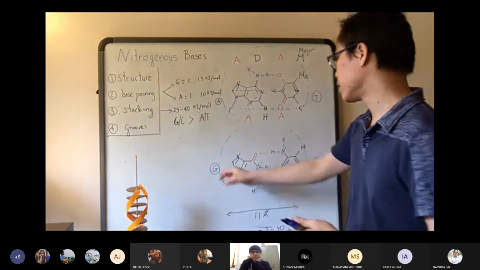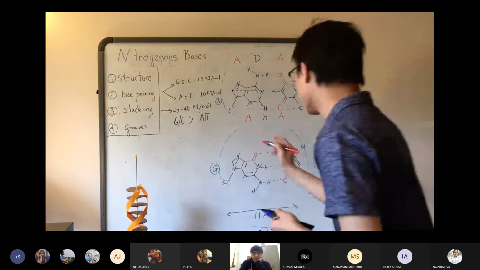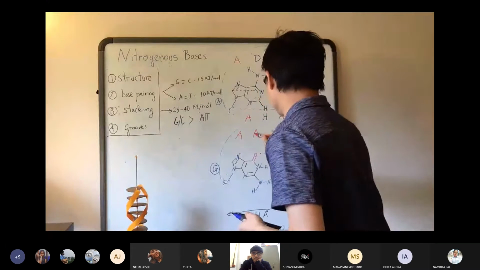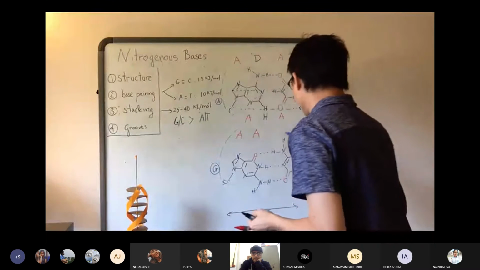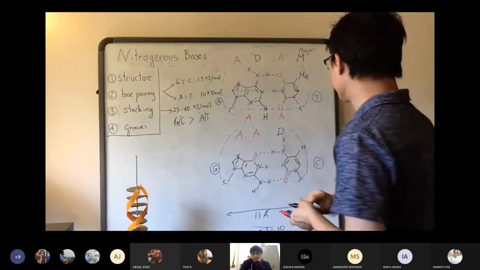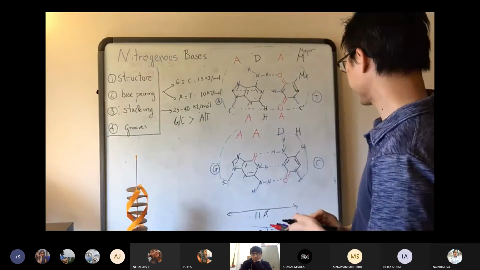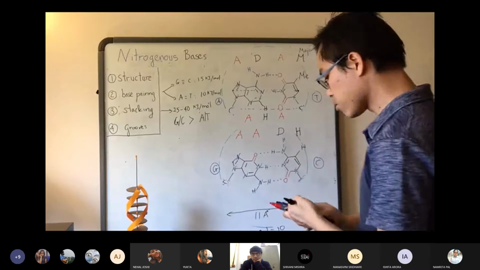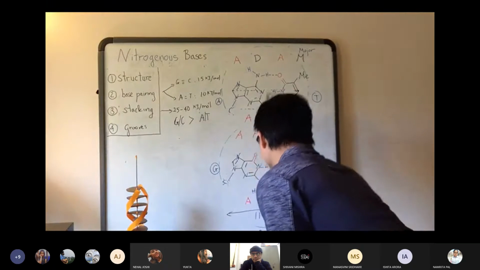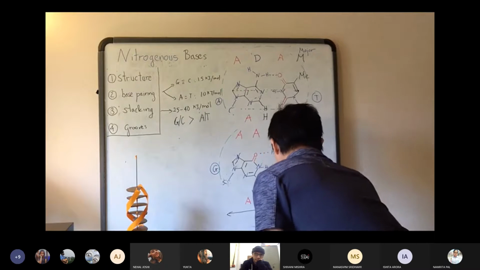Now let's move on to the GC pair. We have acceptor, acceptor, donor, and then we have H. On the minor groove side, we have acceptor, donor, acceptor.